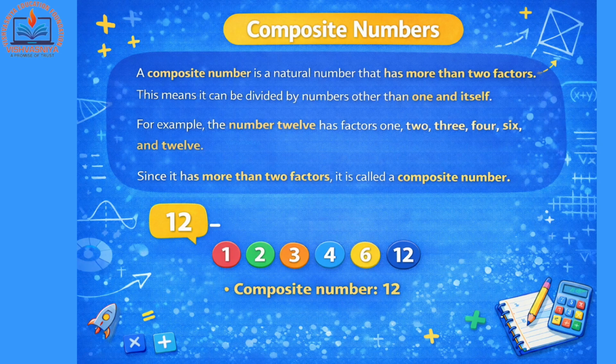A composite number is a natural number that has more than two factors. This means it can be divided by numbers other than 1 and itself. For example, the number 12 has factors 1, 2, 3, 4, 6, and 12. Since it has more than two factors, it is called a composite number.